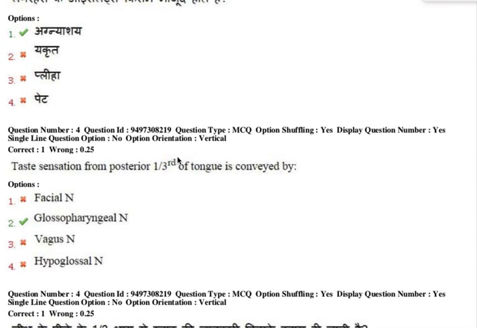Next question. Question number 4. Taste sensation from posterior 1/3 of tongue is conveyed by. Answer is second, glossopharyngeal nerve. The taste sensation from posterior 1/3 of tongue is conveyed by the glossopharyngeal nerve.